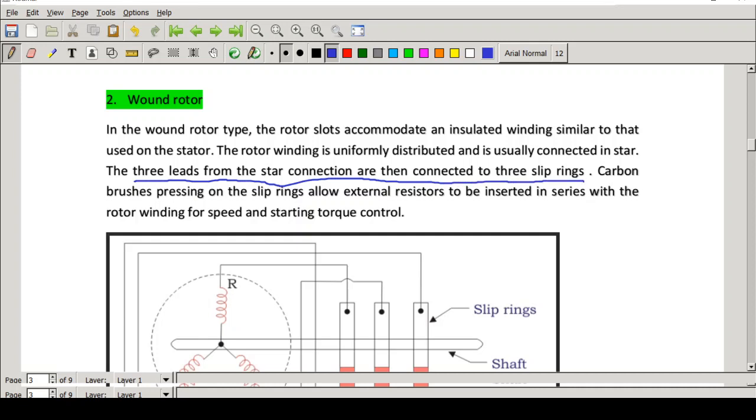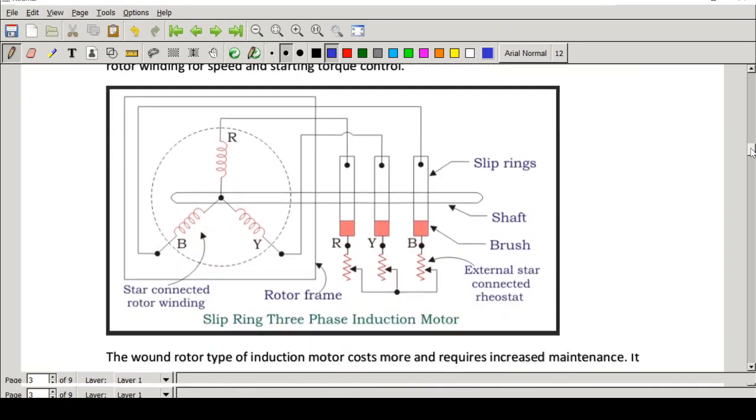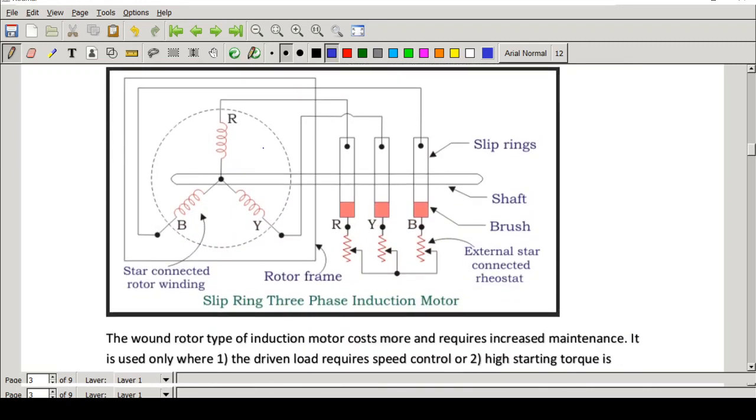And then carbon brushes are connected to these slip rings, through which we can insert an external resistance in the rotor circuit. You can see it here. The rotor winding is connected in a star connection. This corresponds to the red phase, and this one corresponds to the Y phase. The angle is 120 degrees, and again this is the blue phase. So this angle will be 240 degrees, that is, the angle between red and blue phase will be 240, and the angle between red and Y phase will be 120 degrees.